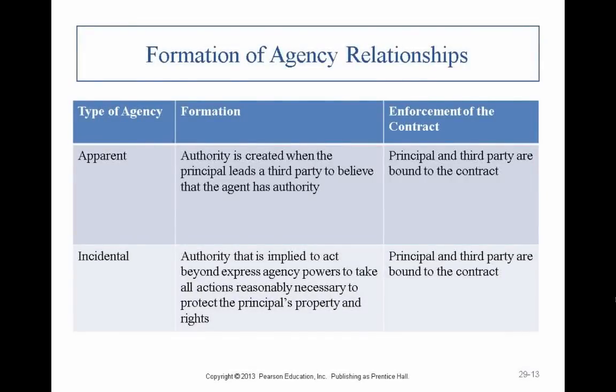What else? Apparent agency. I know this term sounds kind of alike. Apparent agency, don't worry, I'm not testing you. I'm just giving you an example of an apparent agency. Apparent is to give someone the appearance, what it would seem like to someone else. And the book had an excellent example. This is created when a principal leads a third party to believe that the agent has authority.